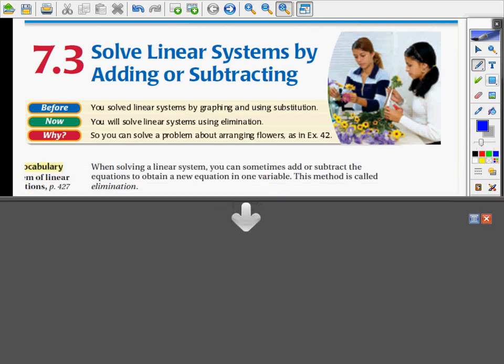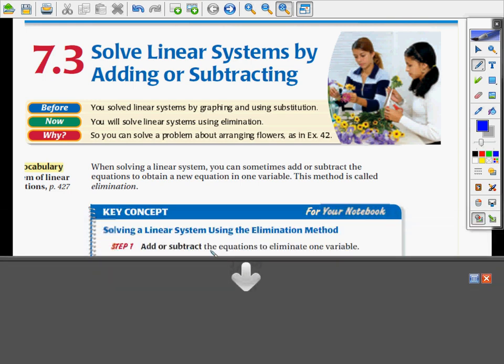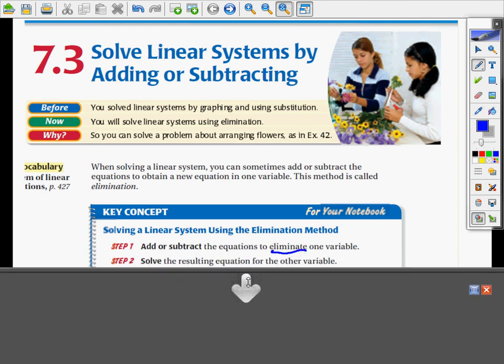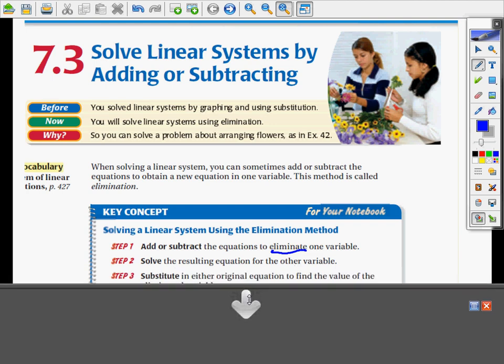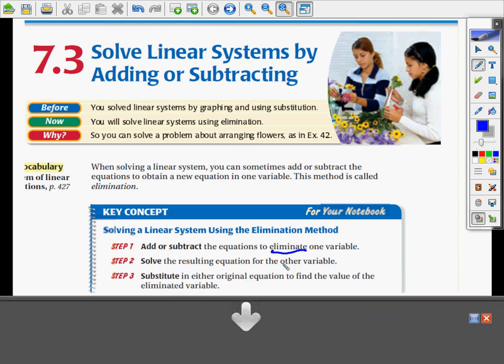When solving a linear system, you can sometimes add or subtract the equations to get a new equation that has just one variable in it. This method is called elimination. You should write down these 3 steps. The first step is to add or subtract the equations to eliminate one of the variables. Once you have the new equation, you solve it for the other variable, the one that you didn't eliminate. And lastly, you put that variable back into either of the original equations to get your eliminated variable. So here we go.